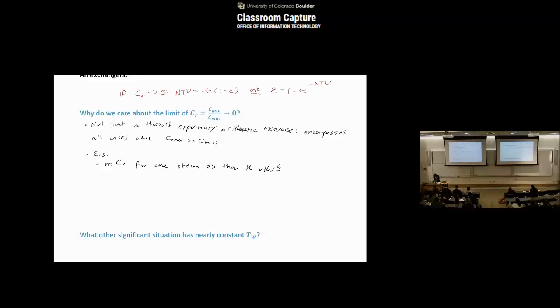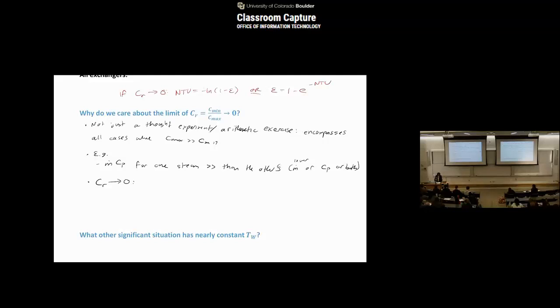And this could be due to a lower m dot, or Cp, or both. Any of these factors could cause you to have a lower capacity coefficient. And so to talk more about the practical applications of this, any situation where we have C sub r going to 0.